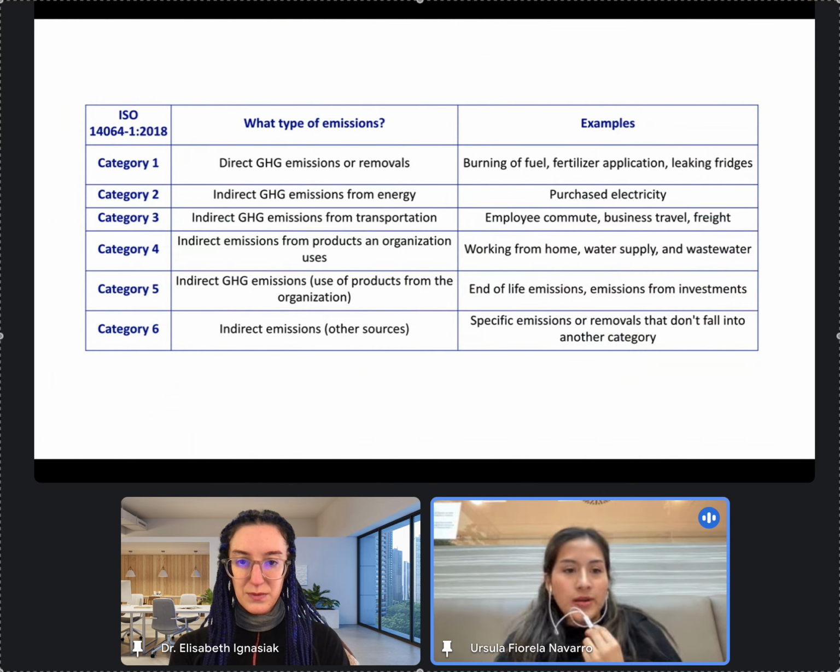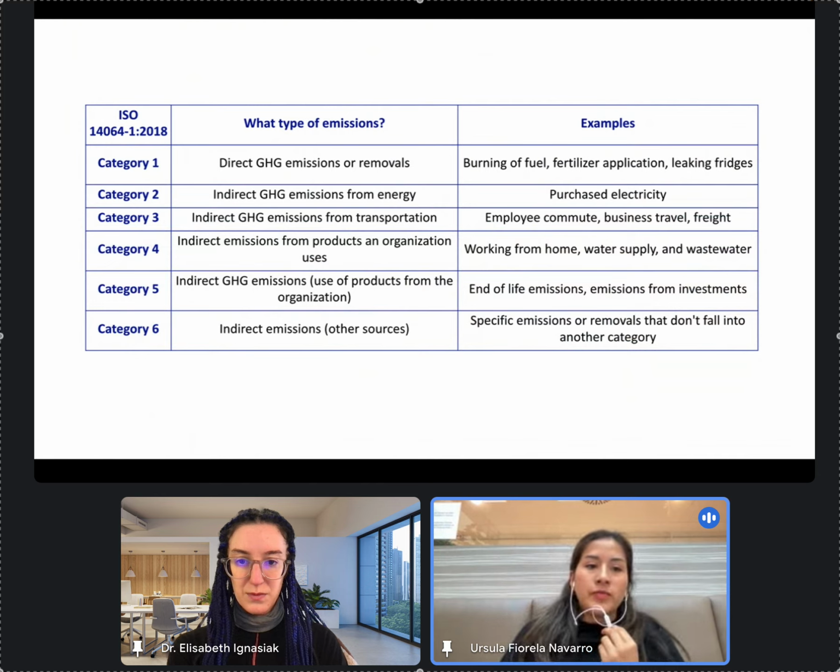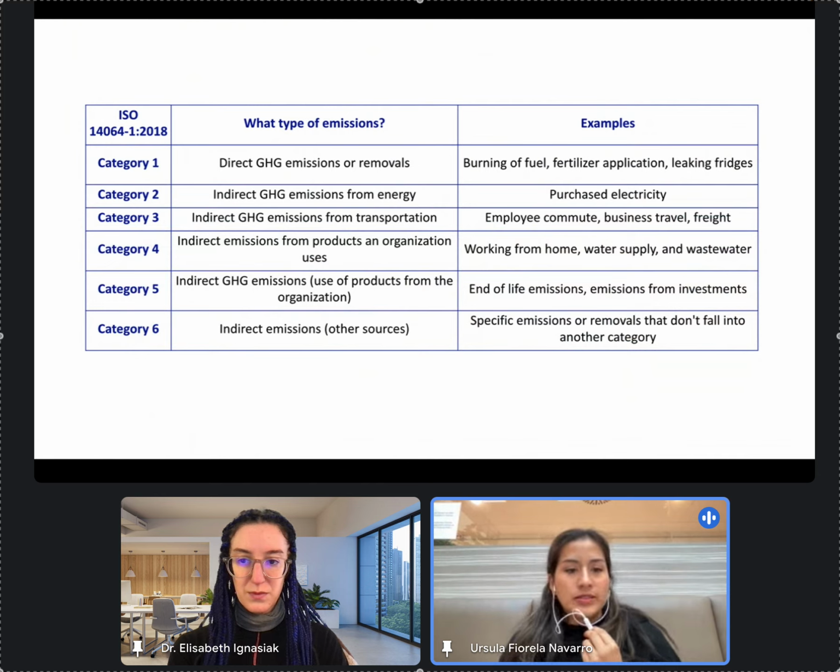Probably the one that requires more data is, of course, the direct one, because it is linked to the activities of your company that you have operational or economic ownership of. For example, we're talking about if your company is burning fuel or is using a specific type of fertilizer, etc. And then we go from category 2 to category 6.